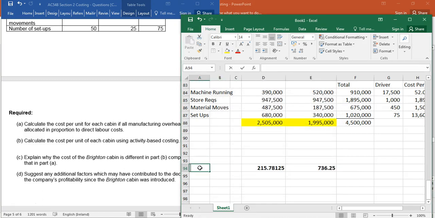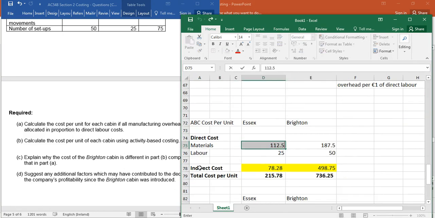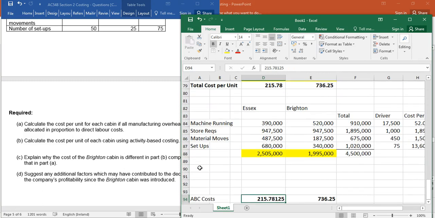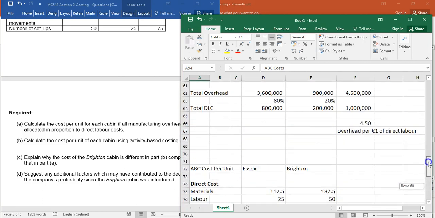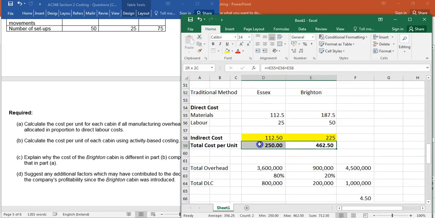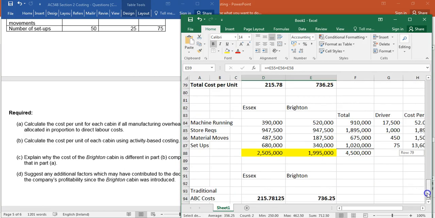So there are the ABC costs. And we'll do, this is Essex. Tidy up this. And this is Brighton. And then we'll do traditional. So very similar to what we've done before. But we're trying to make it neat so that we can make good comparisons very directly because we have a nice neat table.